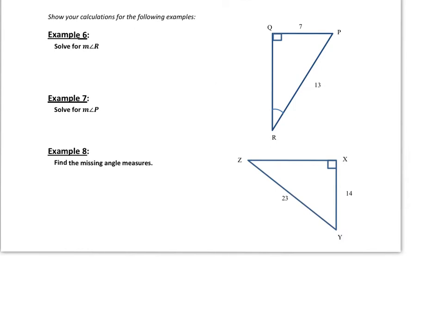You can also use trigonometric ratios to find angle measures. So just remember, sine compares the opposite side to the hypotenuse, cosine compares the adjacent to the hypotenuse, and tangent compares the opposite to the adjacent.